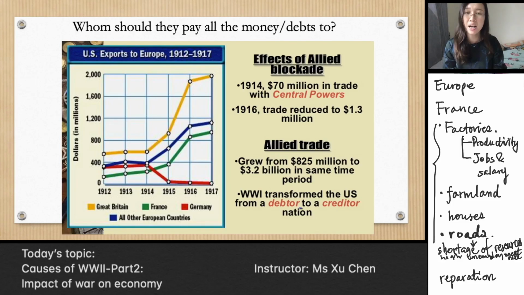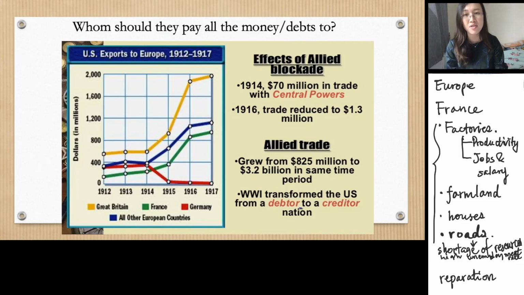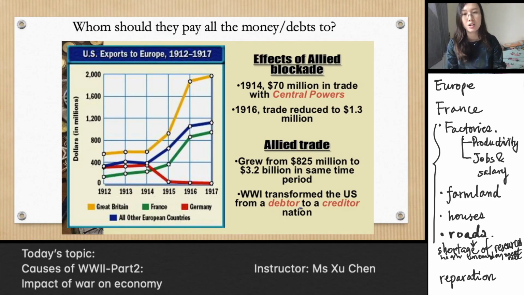What does it mean by a creditor? A creditor means when people borrow money from you, you are the creditor and they are the debtor. So for the US now, they're not only transformed from a debtor to a creditor, more importantly, they actually become the biggest creditor of the world. And also this is the First World War. Actually, it can be a very important turning point for the rise of the US, since they become the biggest creditor after the First World War.